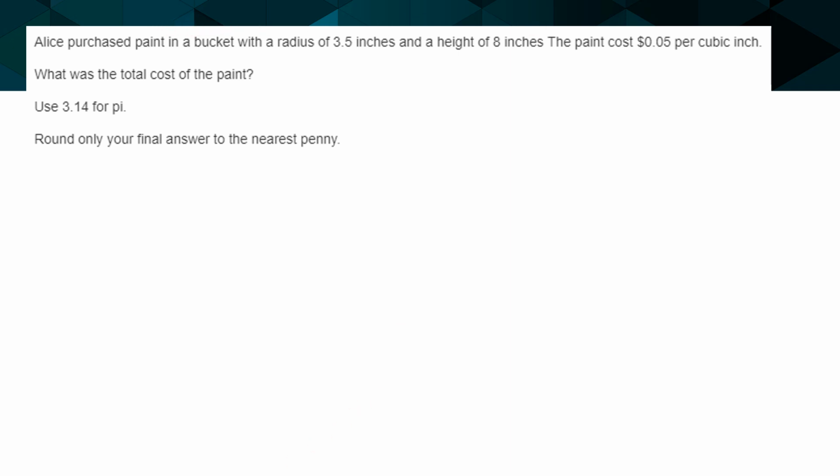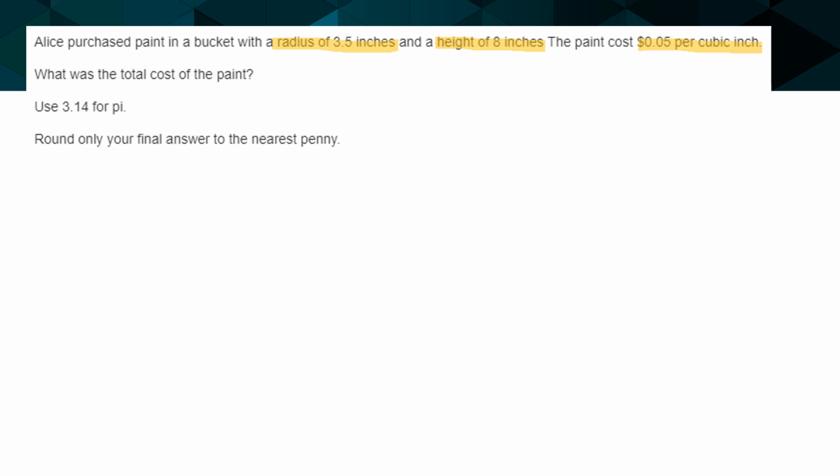All right, so we have Alice here, and she's purchasing a paint bucket. The paint bucket has a radius of 3.5 inches and a height of 8 inches. The paint costs 5 cents per cubic inch. We're literally doing the same thing we just did, only this time with paint instead of mayonnaise. What is the total cost of the paint? Use 3.14 for pi and round only your final answer to the nearest penny.